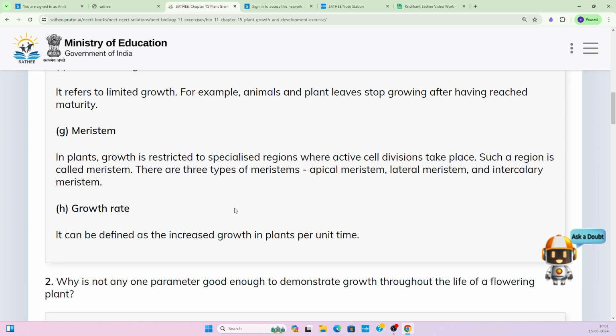In plants, growth is restricted to specialized regions where active cell division takes place. Only some of the cells are actively involved in the process of division, and new cells are formed. All the cells are not involved, only some of them. So the region of the plant where these types of cells are present is called the meristem.